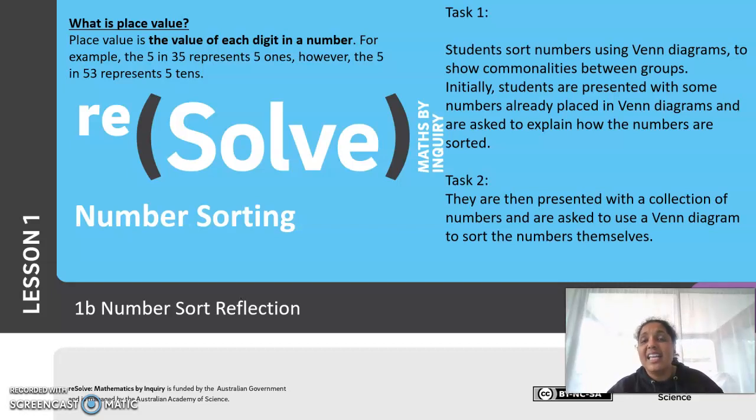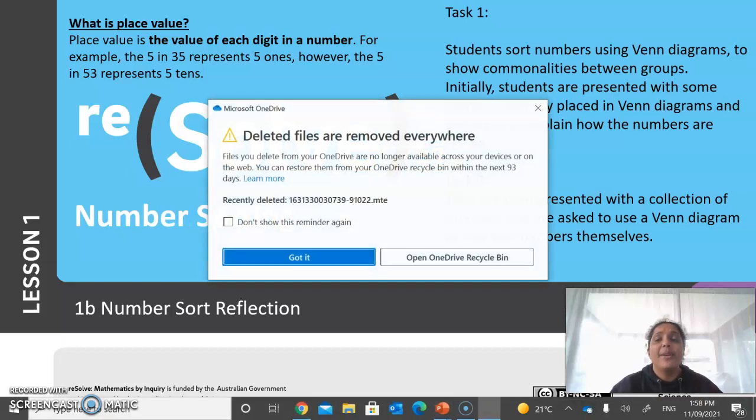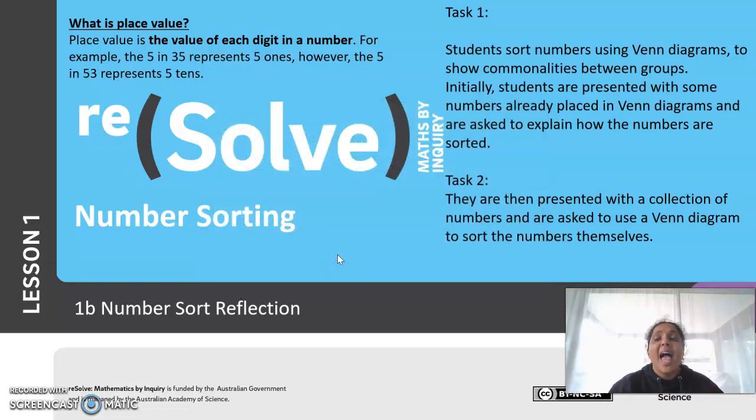Today's activity is all about you sorting numbers using Venn diagrams to show commonalities or similarities between two groups. Initially, I will present you with numbers that have already been placed into Venn diagrams, and you will explain how the numbers are sorted. Then I will give you a collection of numbers and you will be asked to use a Venn diagram to sort the numbers.